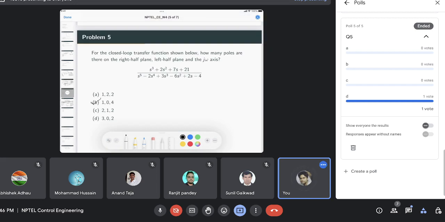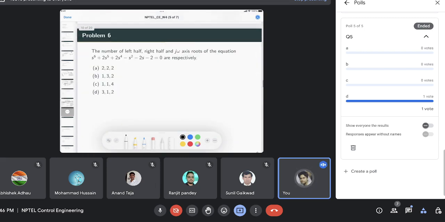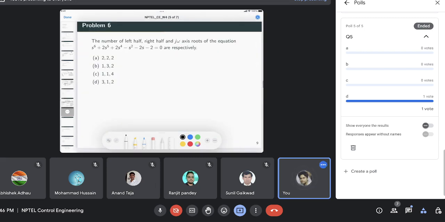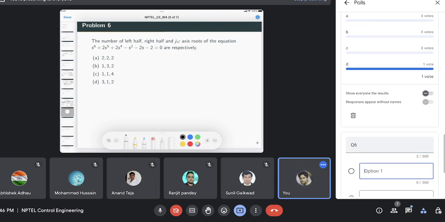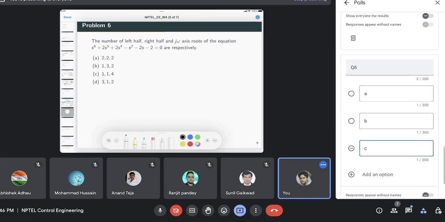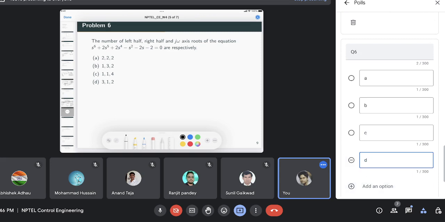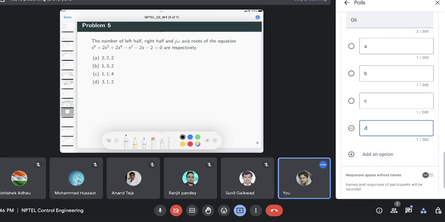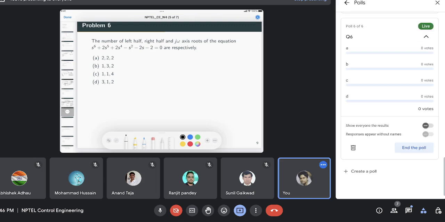Okay, then we proceed to the next question. Again a similar type of question. You have to find the left half, right half, and imaginary axis roots. Again you can apply the similar technique. Okay, so try.